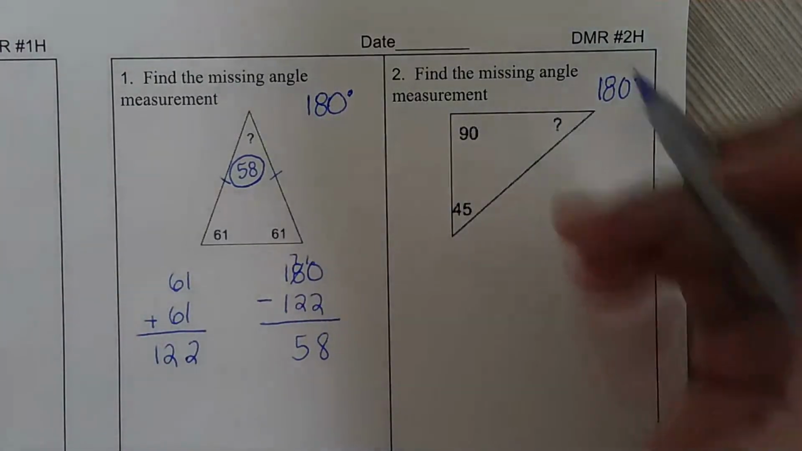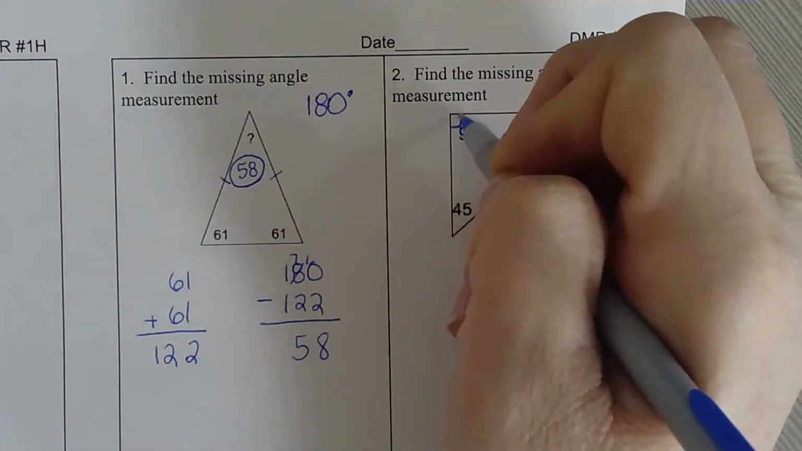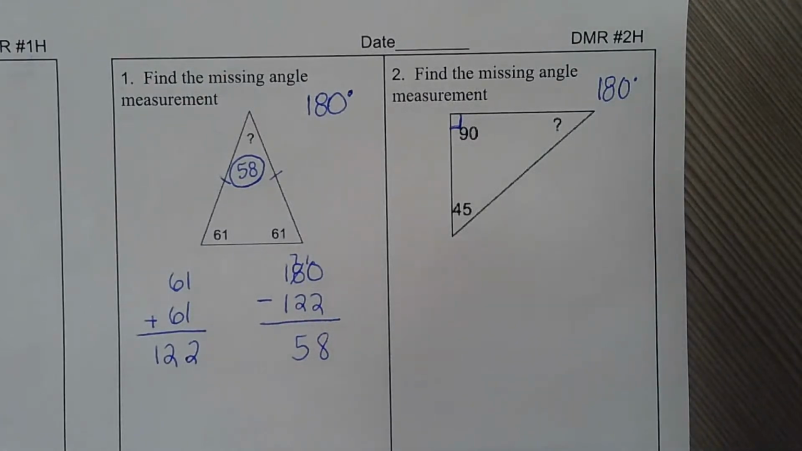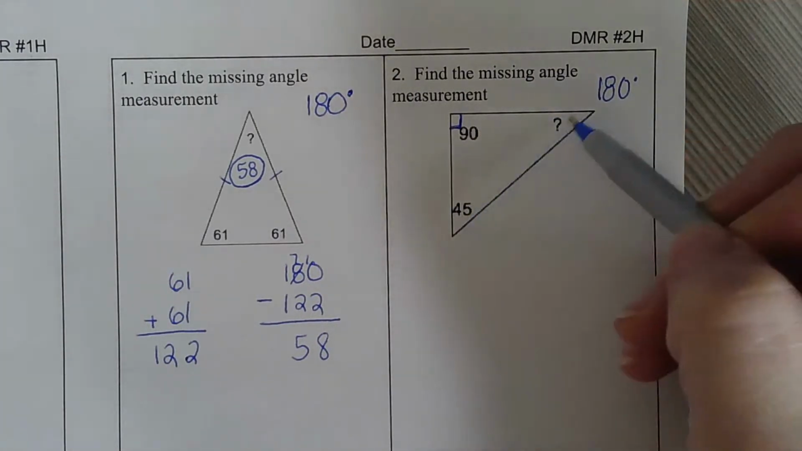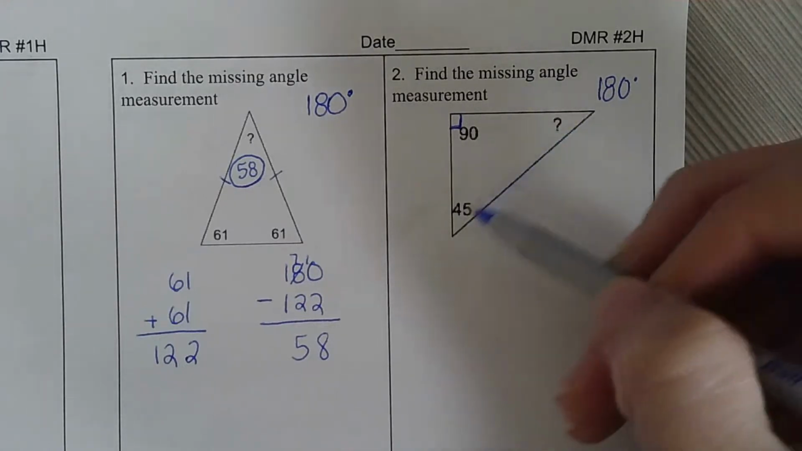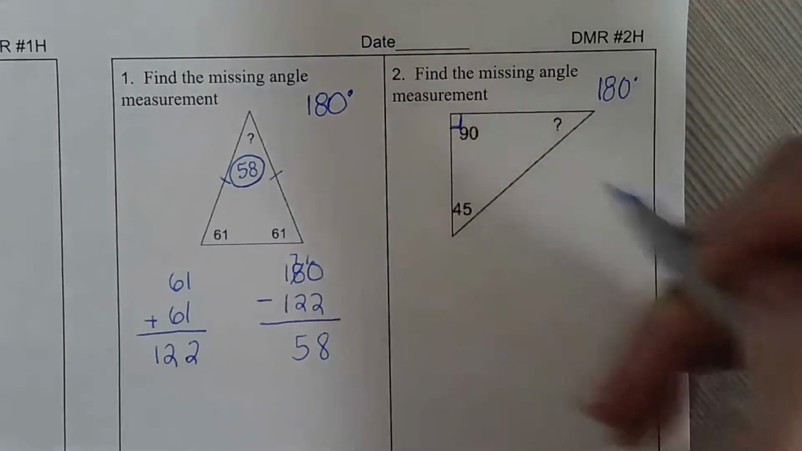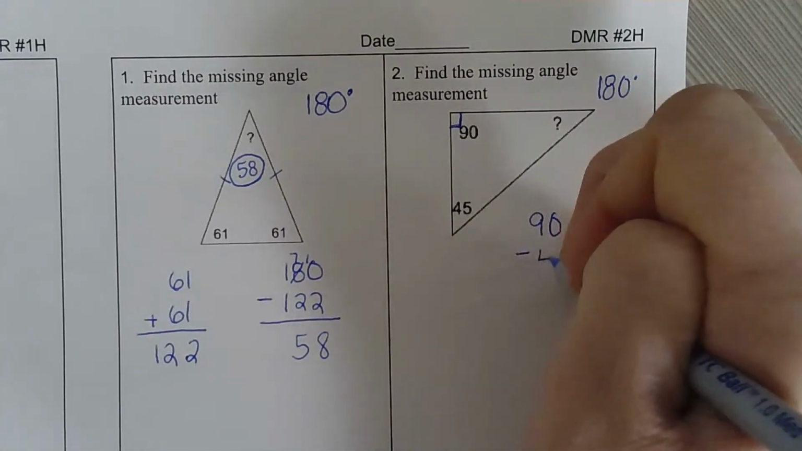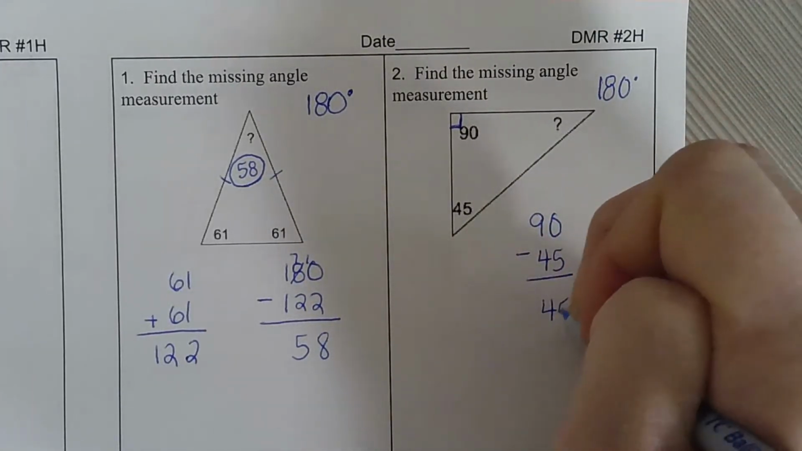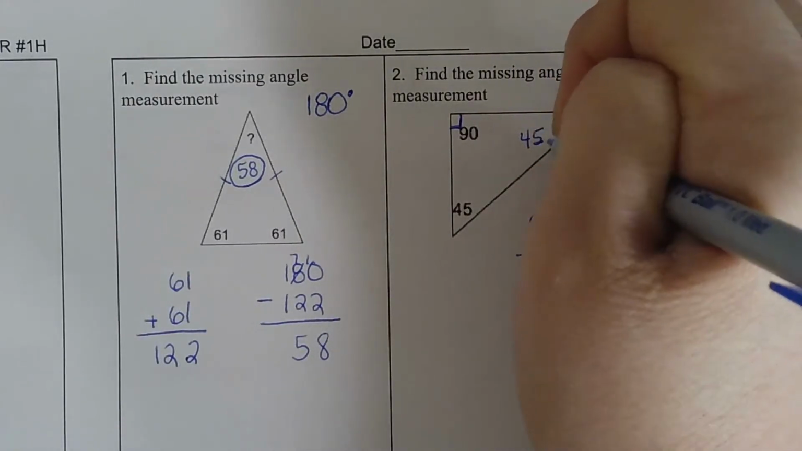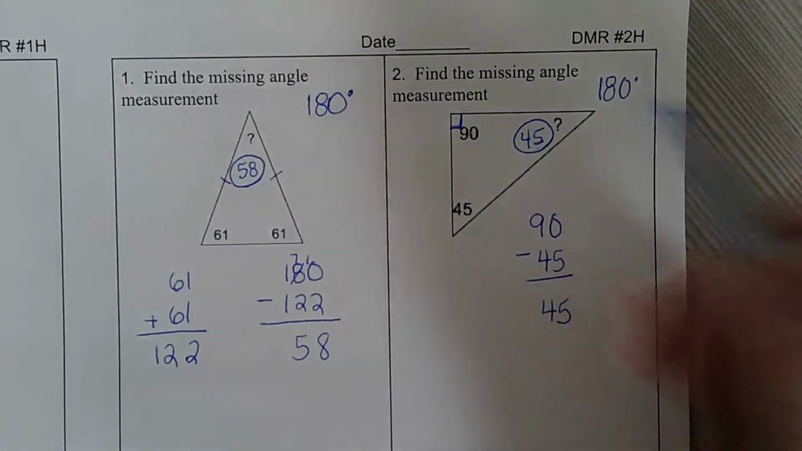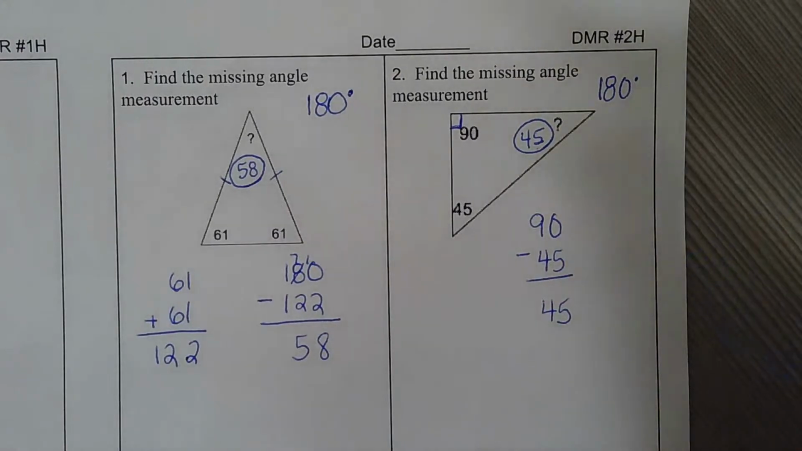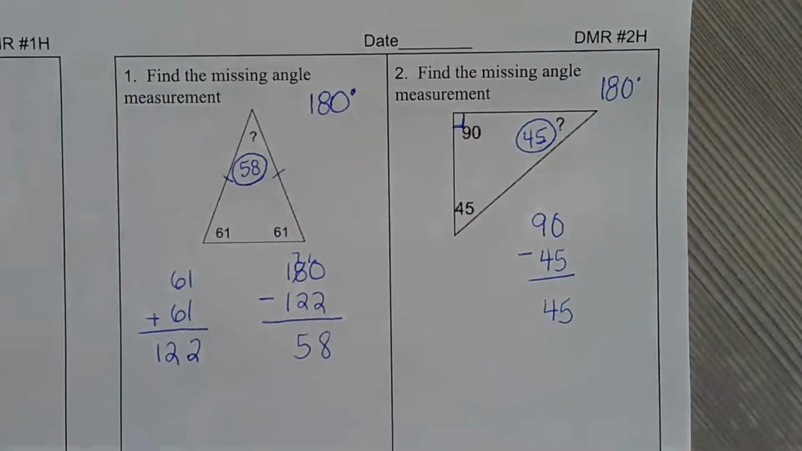All right, with number 2, we have a right triangle. It has this 90 degrees here. And we talked about in DMR number 1 doing a shortcut. So we only had to do one step because 90 and 90 equal 180. And if we already have 90, that means these two must add up to also be 90. So we could just do 90 minus 45, which is 45. So that means this angle right here is 45. 45 plus 90 would equal our 180. So again, just a shortcut that you can use when you have a right triangle.